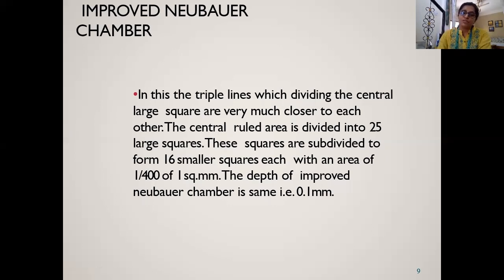I will first read this, and then explain it with the help of a diagram. The central ruled area is divided into 25 large squares. These squares are subdivided into 16 smaller squares, each with an area of 1/400 square meter. The depth of the improved Neubauer's chamber is 0.1 mm.